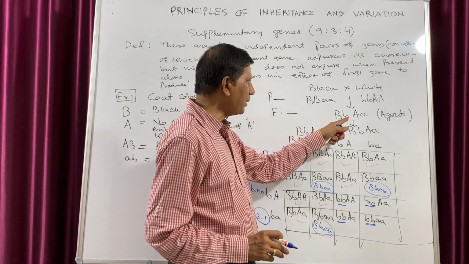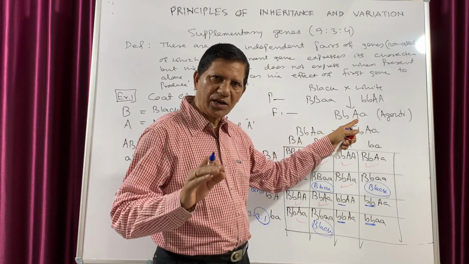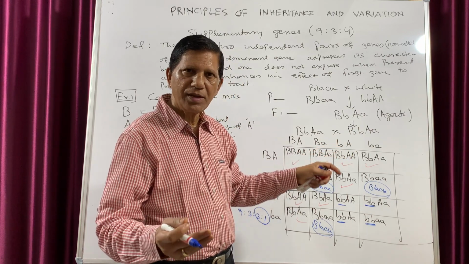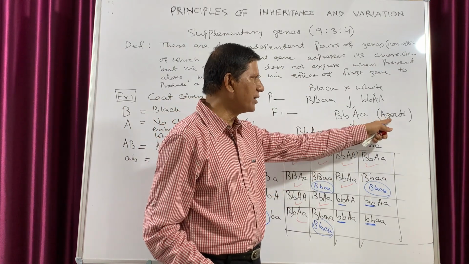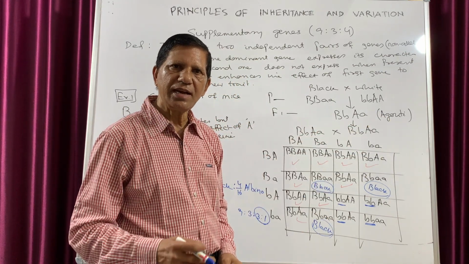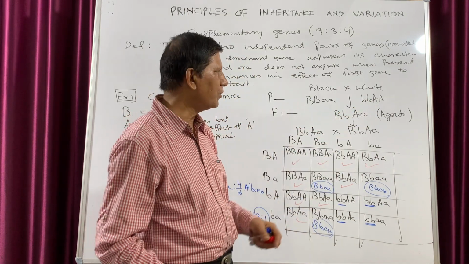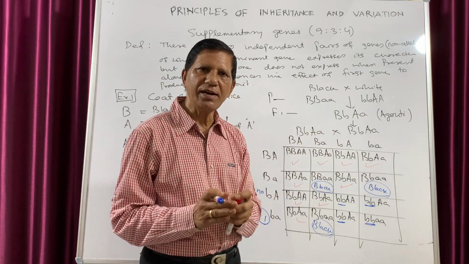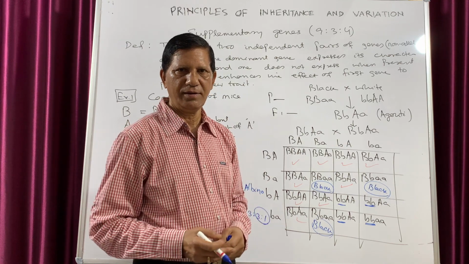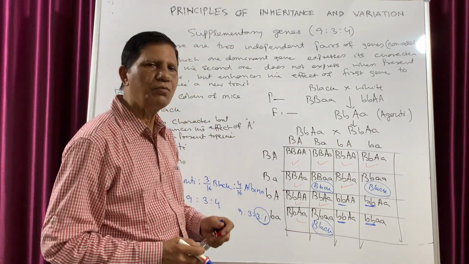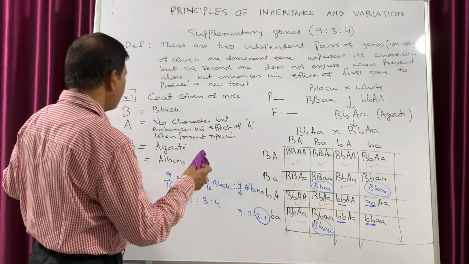But when both are present together, the gene A, which is unable to express itself when present alone, it is enhancing the effect of B so that a new trait is produced. That means here the action of A is supplementary to the action of B. That means here we can tell that both the dominant genes B and A are supplementary, giving a ratio of 9:3:4. So this is one of the examples. We can also give a second example.